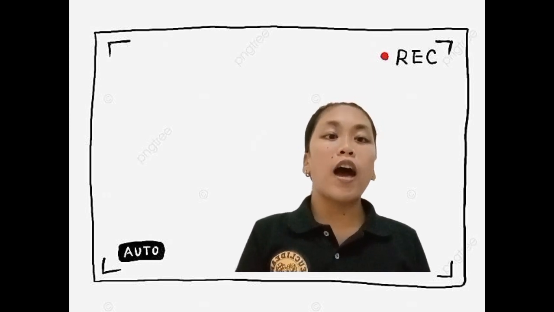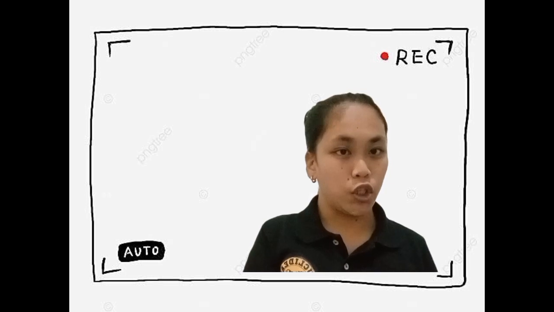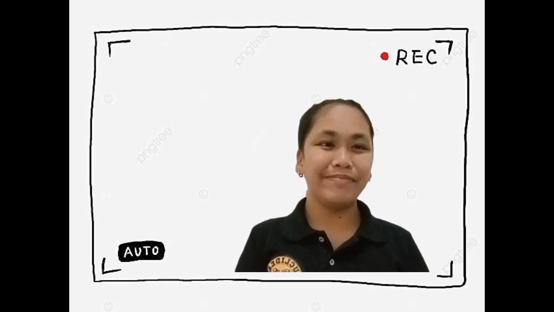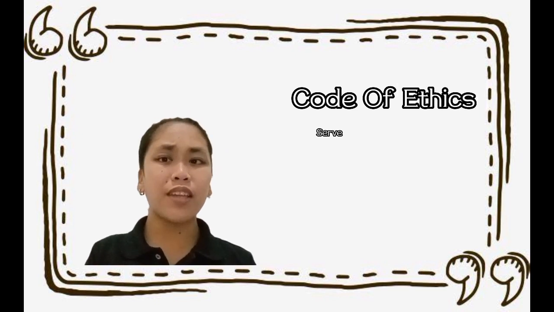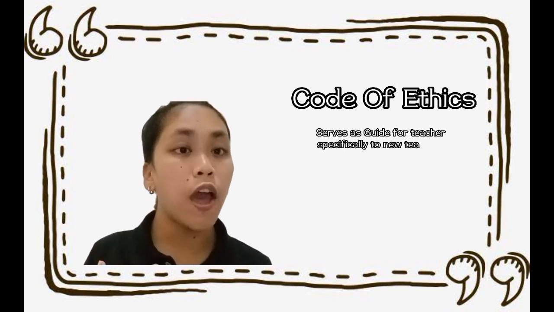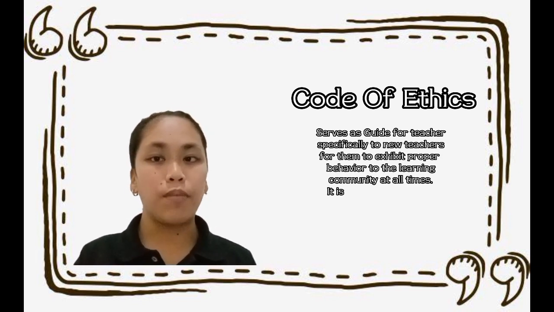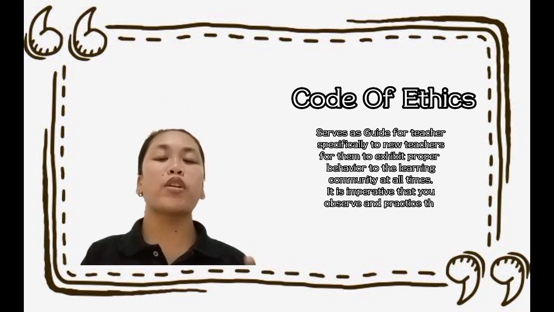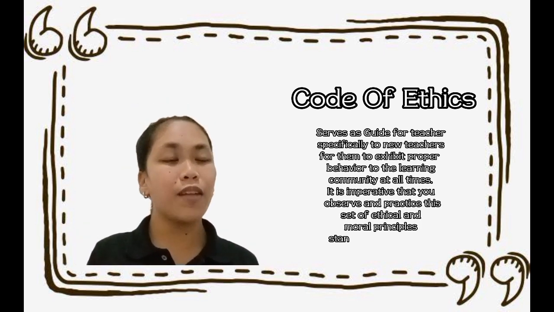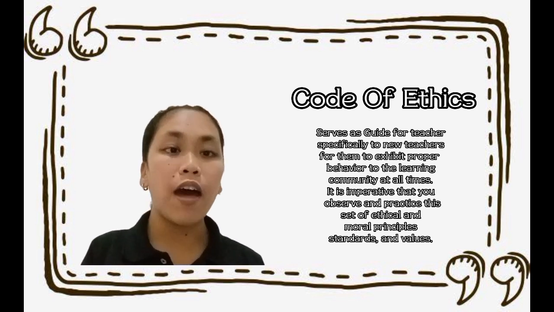You may or may not have heard all about the Code of Ethics for Professional Teachers. We have 13 articles in the Code of Ethics for Professional Teachers, but I'll be tackling Article 3, which is the teachers in the community. The Code of Ethics serves as a guide for teachers, especially new teachers, for them to exhibit proper behavior to the learning community at all times. It is imperative that you observe and practice this set of ethical and moral principles, standards, and values.